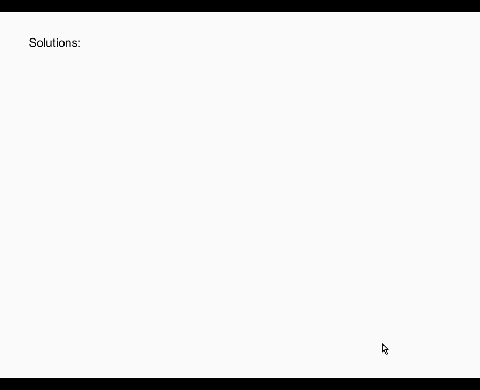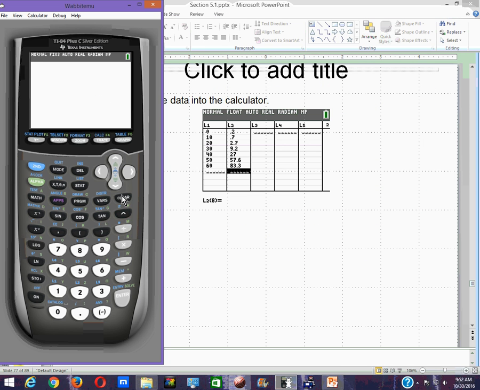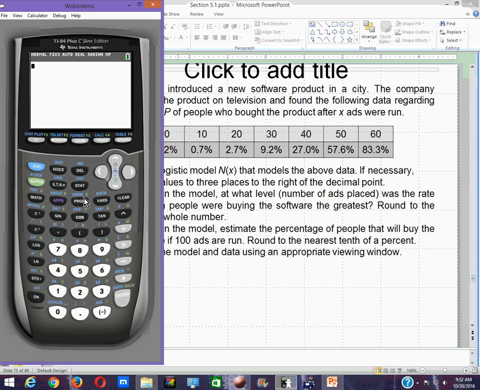Okay, so our solutions. We're going to enter the data into the calculator. I guess I should go back to the data. So stat, edit. In L1: 0, 10, 20, 30, 40, 50, 60. Then scroll over to get the y's.